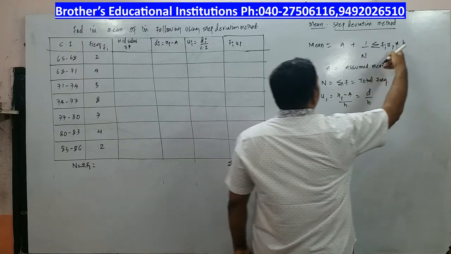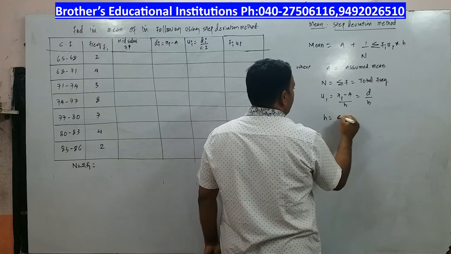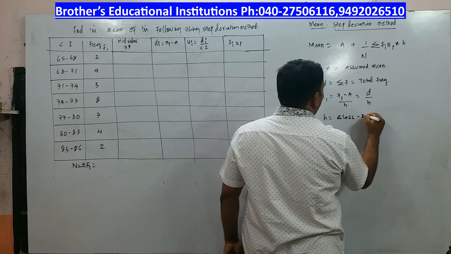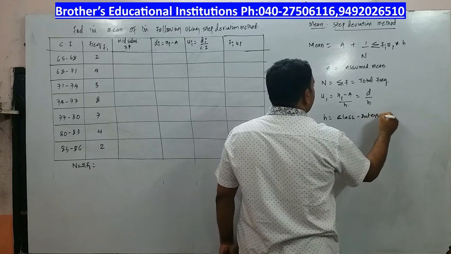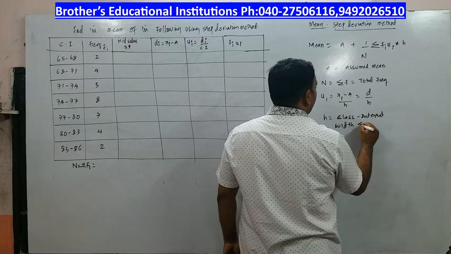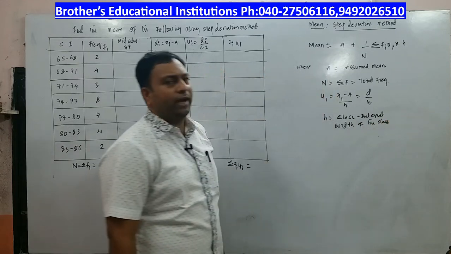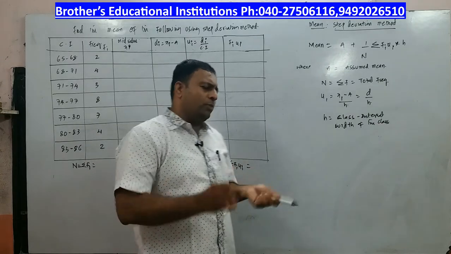Alright. And what is this h? h is nothing but the width of the class. h is nothing but the class interval. Class interval, or I can say width of the class. Now, what is important is that every student should know how to find the width of the class. Children, listen to me very carefully.